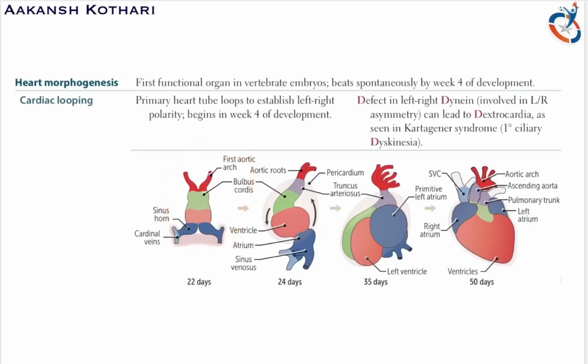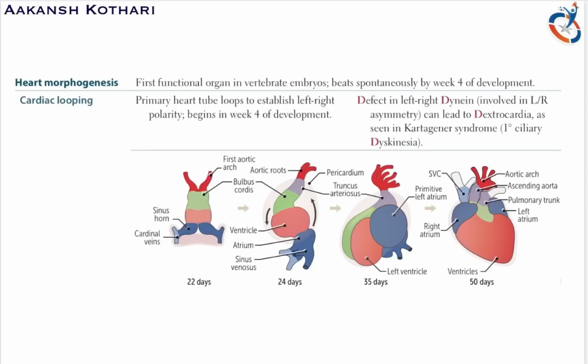This is the primitive heart which eventually goes under multiple changes, that it goes under repeated rotations and leads to formation of the proper heart. Okay, the primitive heart tube loops majorly to establish the right and the left polarity. This begins at week 4.